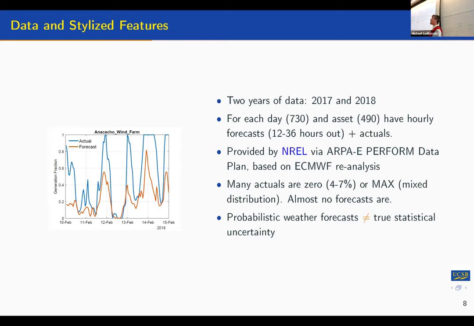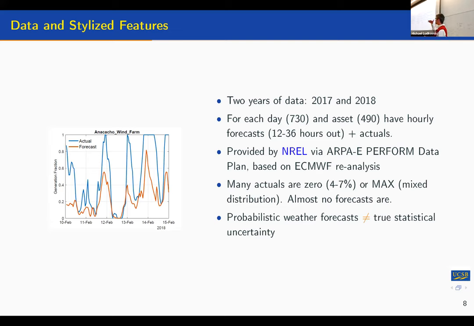So the forecast is coming from a weather forecasting model. This is a European medium range weather forecast. This is one of the common ones. And so the forecast, by definition, is doing some kind of averaging internally. It says, this is the best guess of what might happen. So if it predicts a windy day, it's not going to say it's going to be perfect wind and you're going to have maximum actual generation. It's going to get close, but not exactly, versus the actual generation, right?